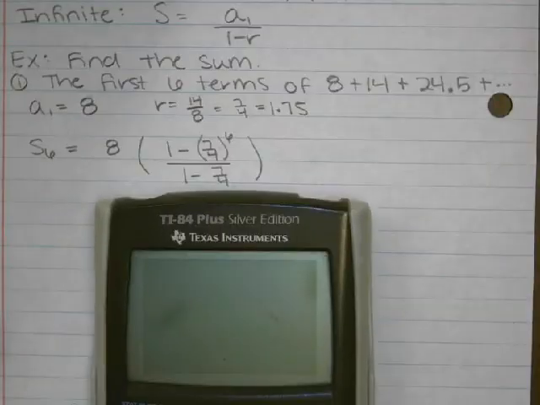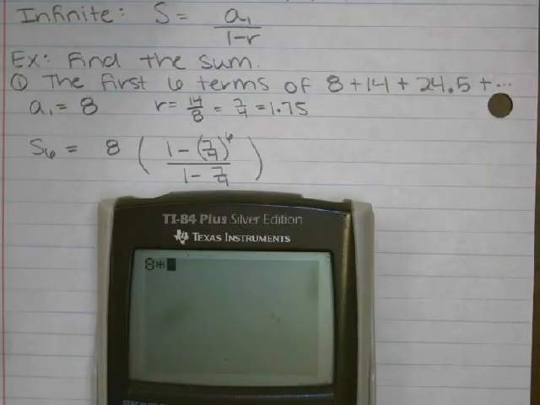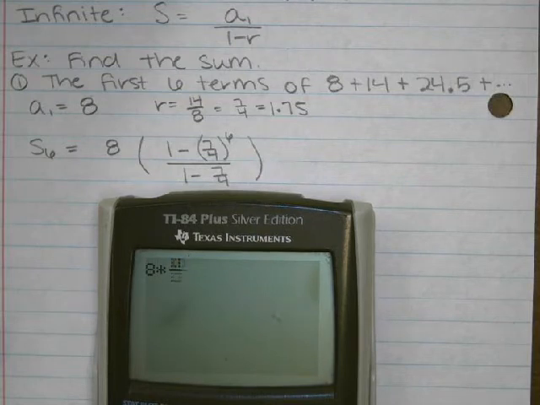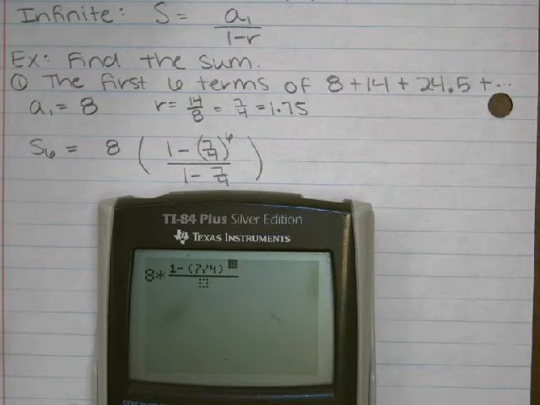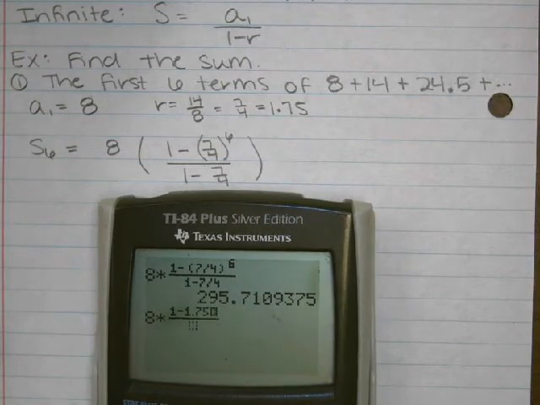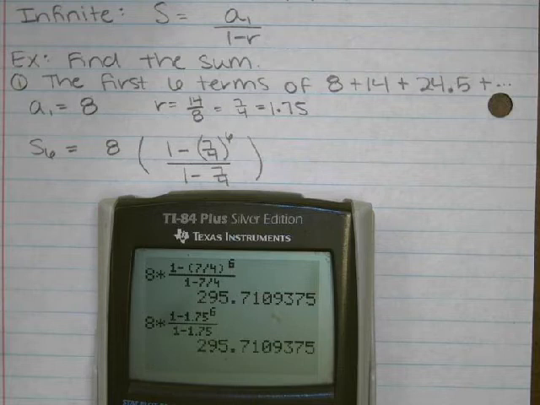All right, so when I type this in, I'm going to do 8 times, and then to make it look like what's on my paper, I'm going to use alpha y equals so that I can plug this in as a fraction. So 1 minus 7/4 in parentheses, just like I said, to the 6th power divided by 1 minus 7/4. And some students might prefer to type this in using the decimal version of r, because when you do that, you don't have to use parentheses around your r value. It only works if you have an r value that's a nice decimal, which we do in this problem.